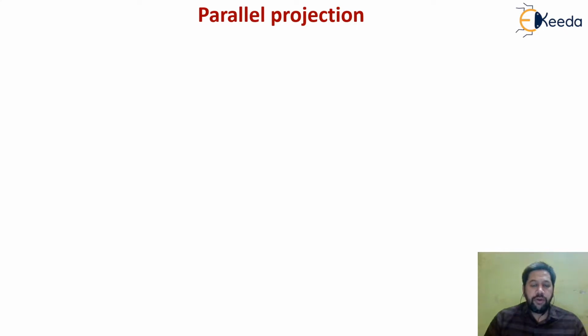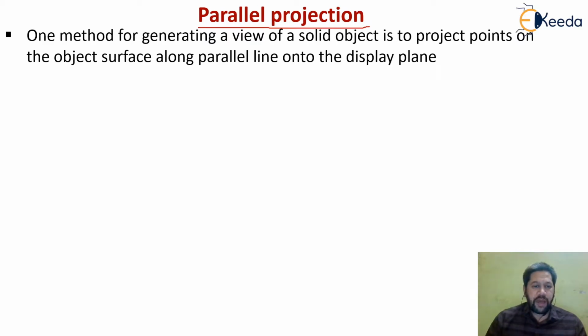First of all, we are going to learn what is meant by parallel projection and what is meant by perspective projection. After understanding these two basic things, we will go into the detail of each. Let us understand how we can achieve parallel projection. One method of generating a view of a solid object is to project points on the object surface along parallel lines onto the display plane. So I'm just taking parallel lines onto the display plane, and that's why it is known as parallel projection.